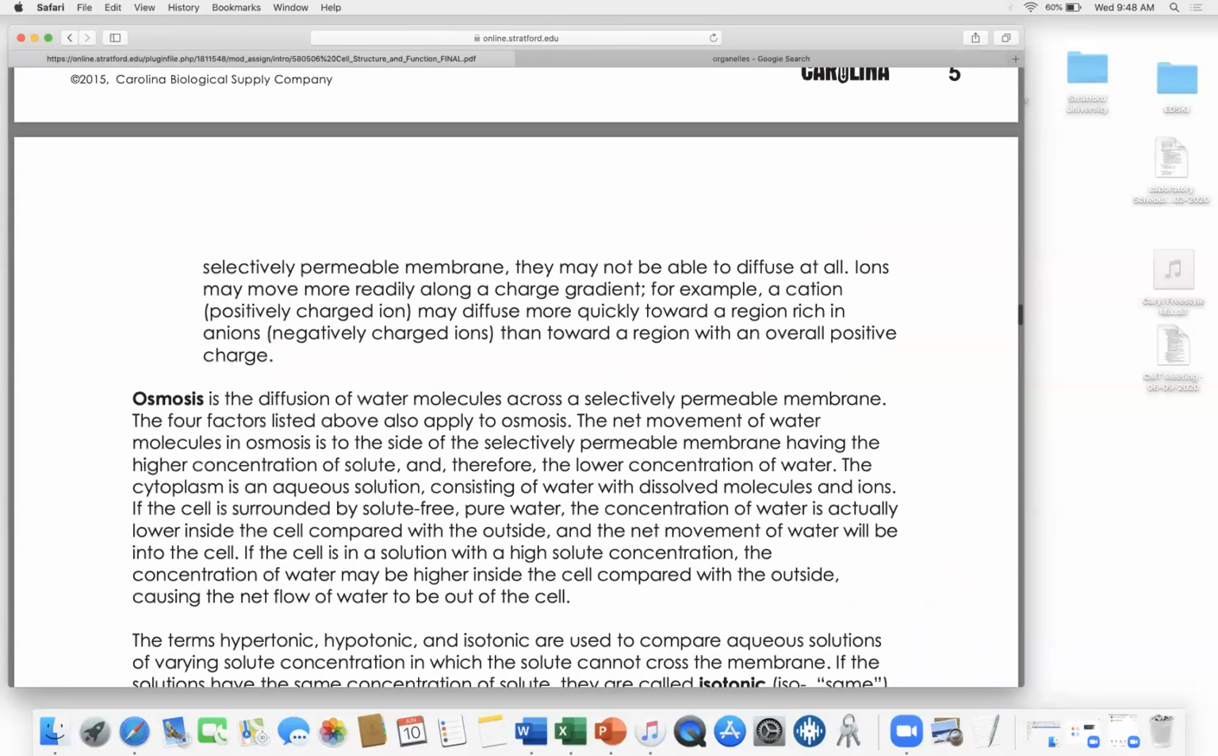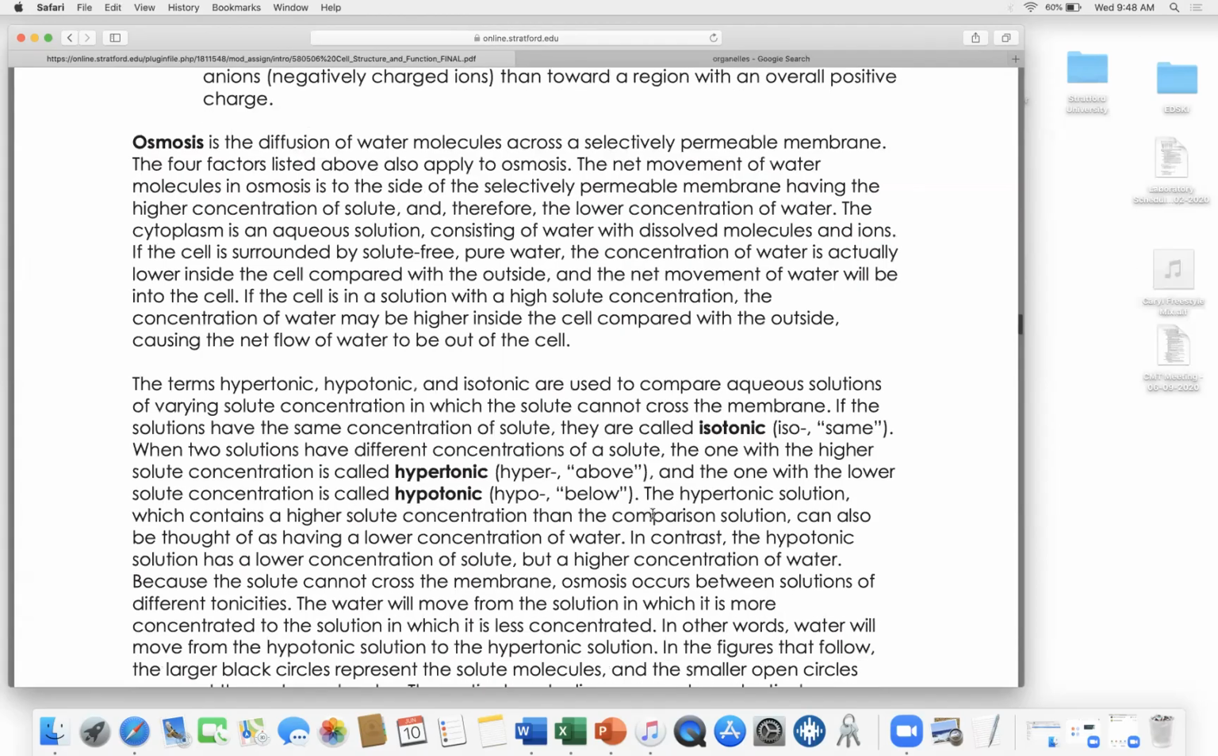Now, let's talk about osmosis and diffusion. You saw the lipid bilayer. That is a semi-permeable or selectively permeable membrane. And if something passes through it, that's called osmosis. Now, what's diffusion? Diffusion is any particle in this world wants to be free, wants to spread out.